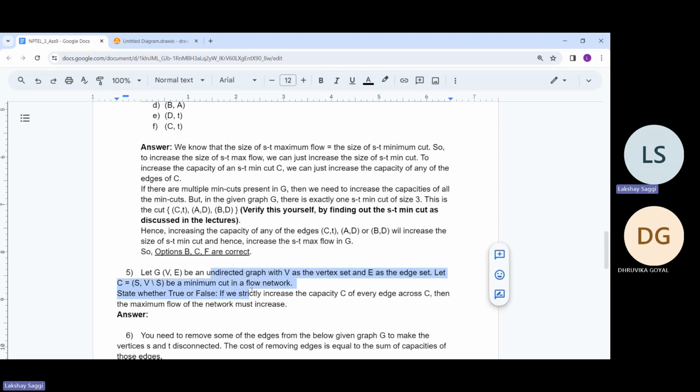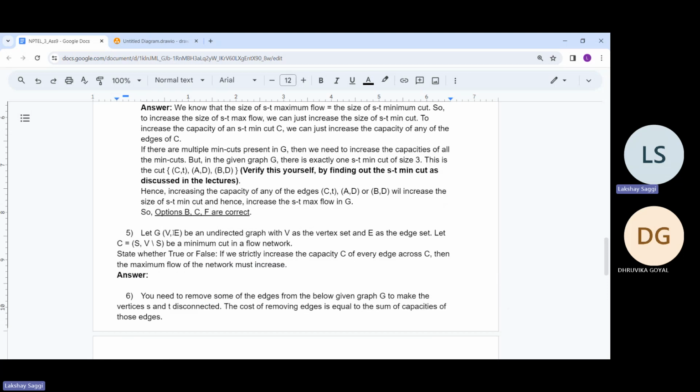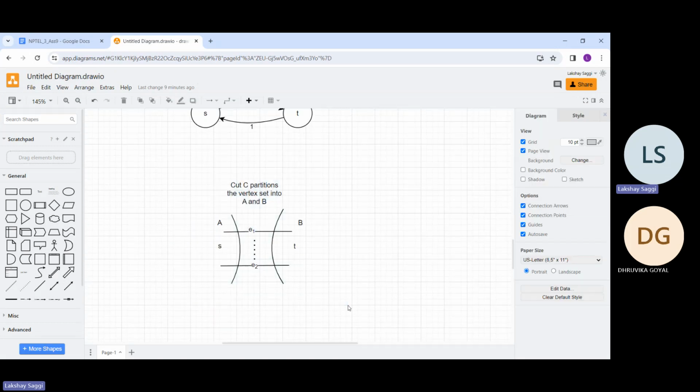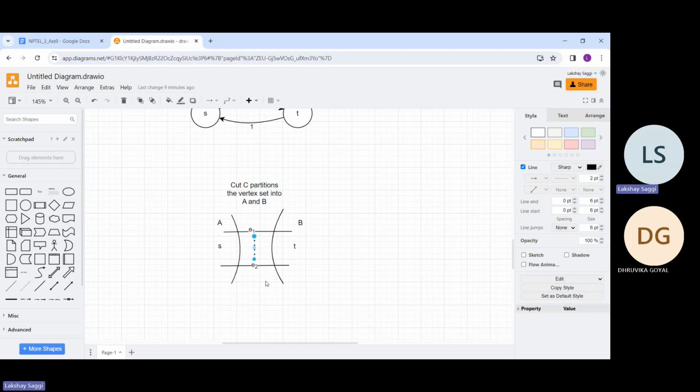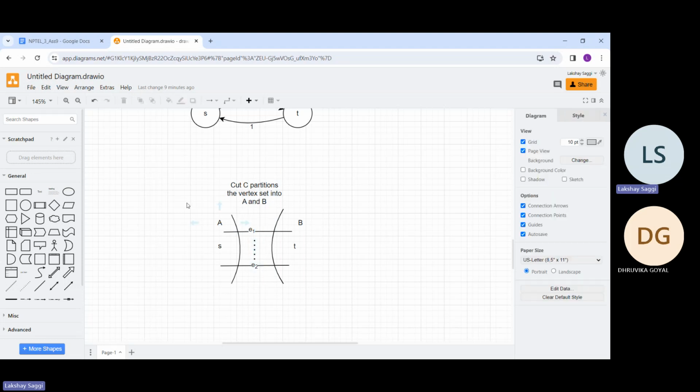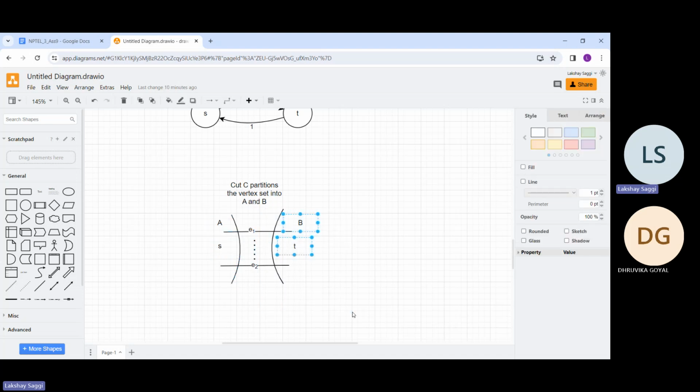The fifth question asks us: let G be an undirected graph with V as vertex set and E as edge set. Let C equal to S comma V minus S be a minimum cut in a flow network. So a minimum cut is just a set of edges. You can call the set of edges the cut, or some people also like to refer to the partitioning of the vertices as the cut.